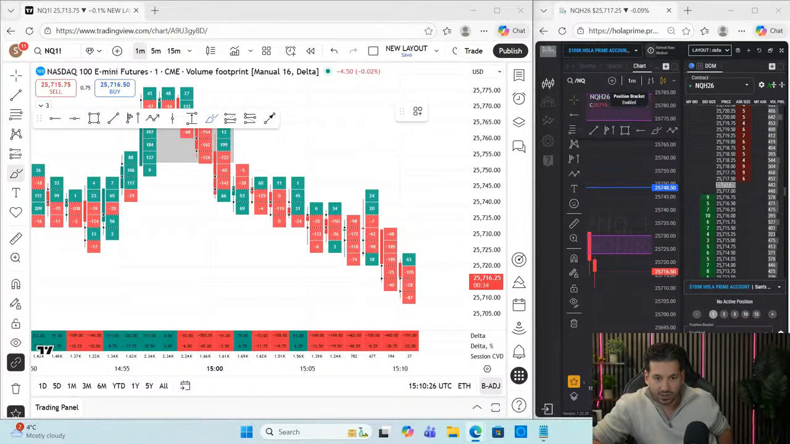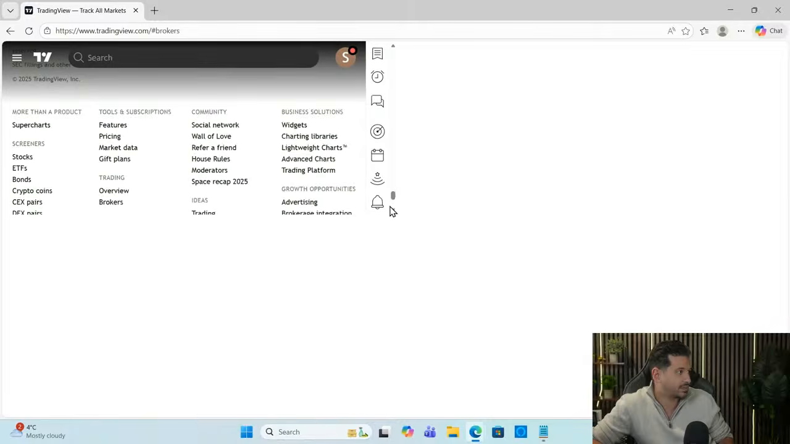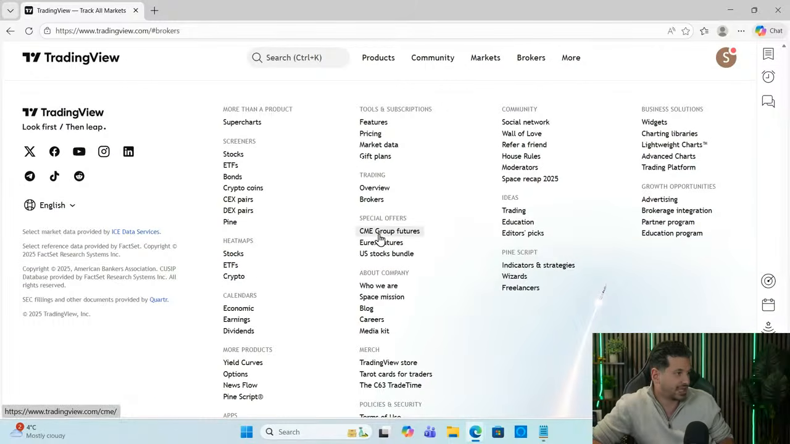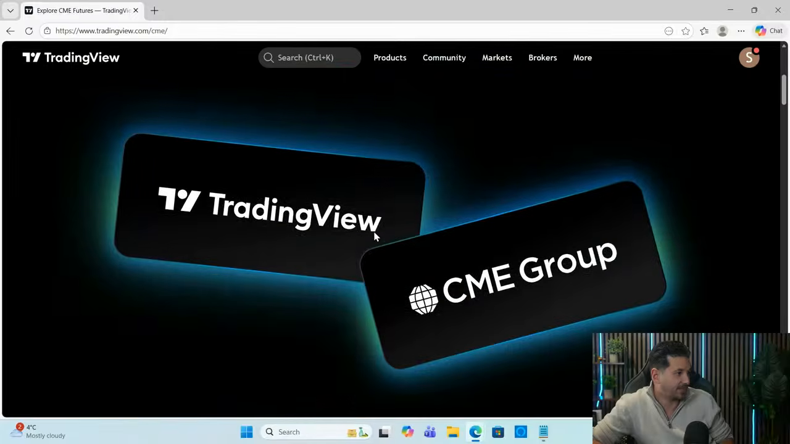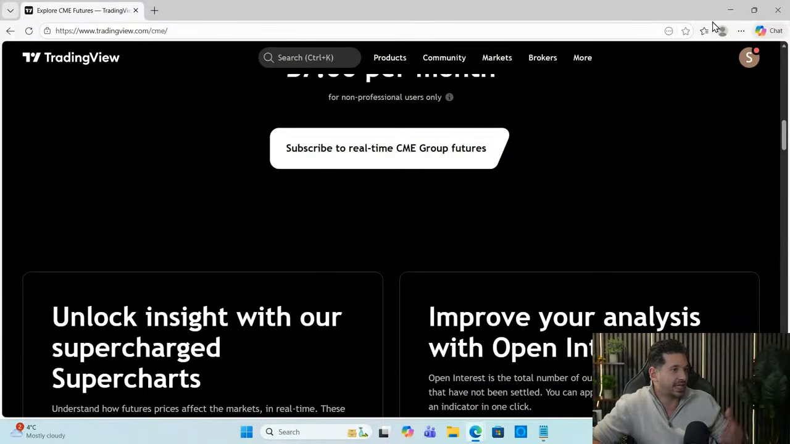So if you go on tradingview.com and scroll to the bottom, you'll see CME Group Futures. If you click that, it's $7 or £7 a month. You would be a non-professional user. That's only if you work for an institution. You don't have to worry about that. You subscribe to it, then you get the actual data.